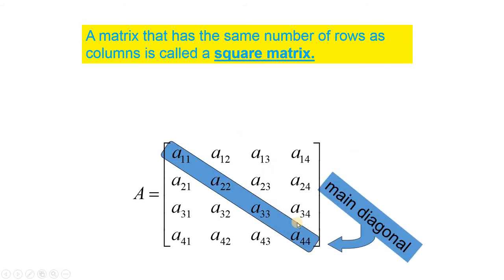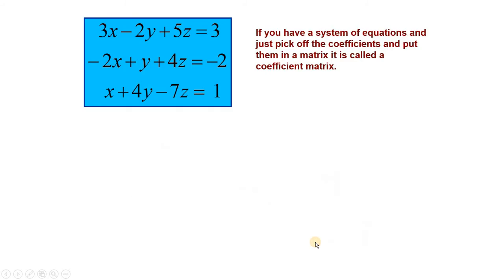These elements make the diagonal of this square matrix. This diagonal is called the main diagonal or leading diagonal. This is the main diagonal or leading diagonal.